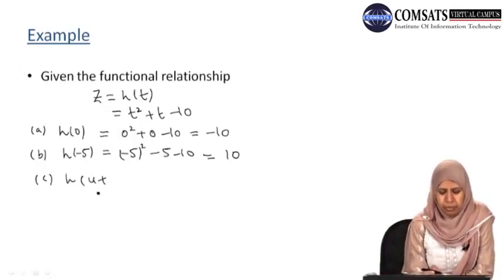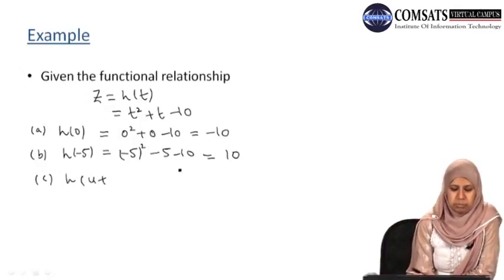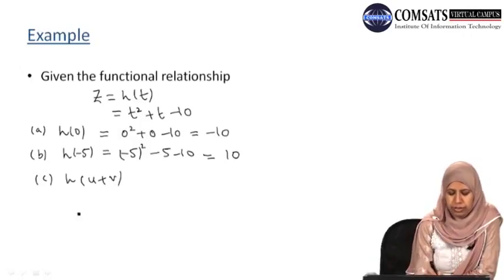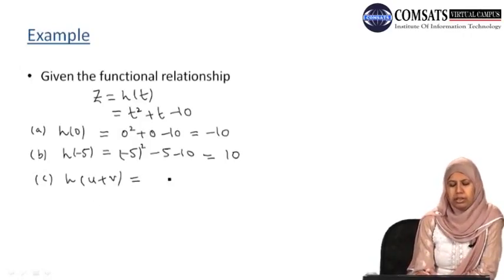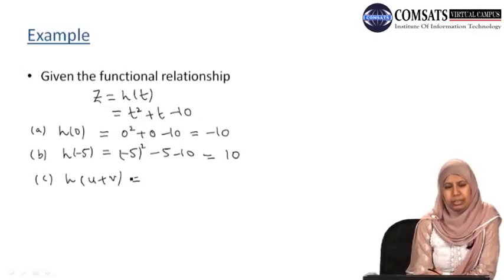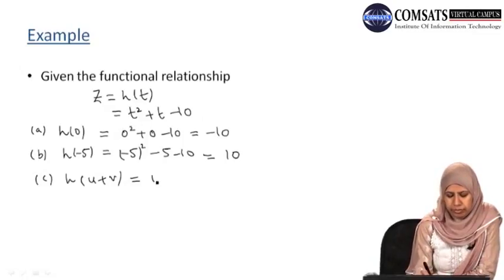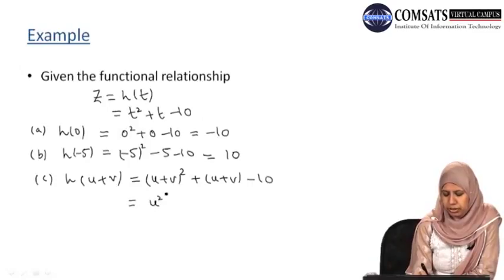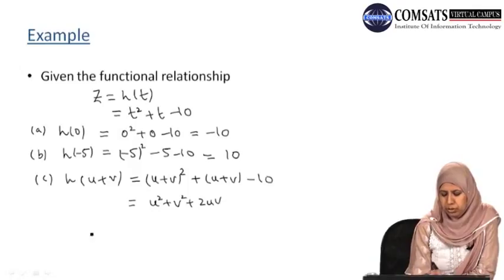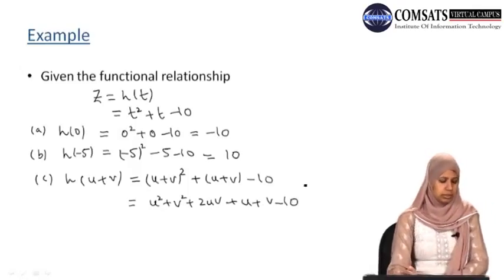Suppose we want to find the value of h at some point u plus v, then here instead of t we will put the value u plus v, and we will get u plus v whole square plus u plus v minus 10. Simplifying, that is opening the square first, we obtain u square plus v square plus 2uv plus u plus v minus 10.